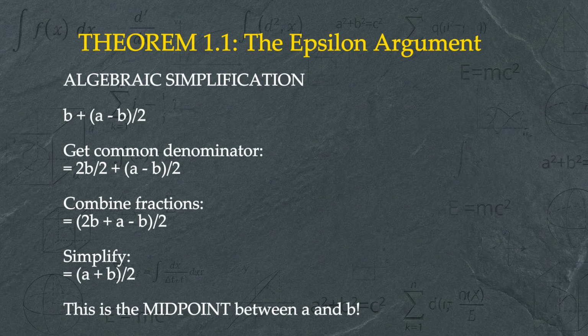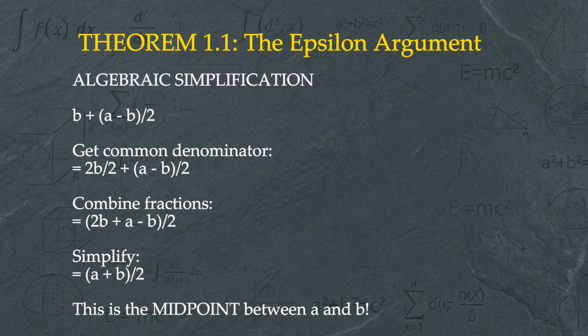Let's simplify this carefully. We get a common denominator, 2B over 2 plus (A minus B) over 2. Combining the fractions gives us (2B plus A minus B) all over 2. The 2B minus B simplifies to just B, leaving us with (A plus B) over 2. This is the arithmetic mean, the exact midpoint between A and B.